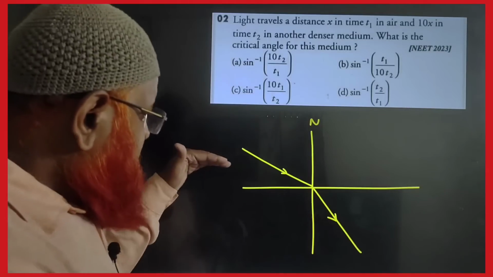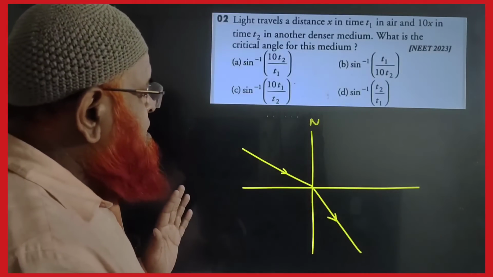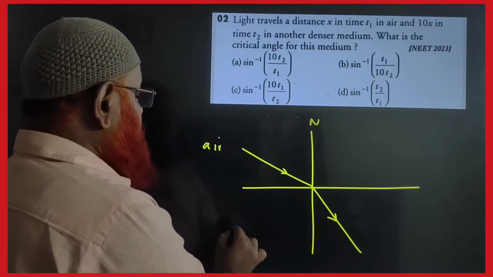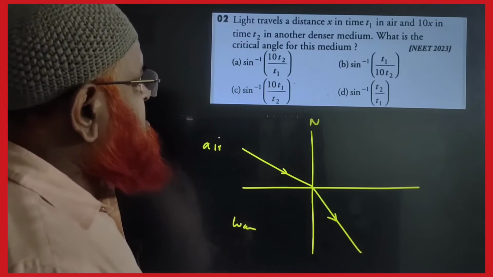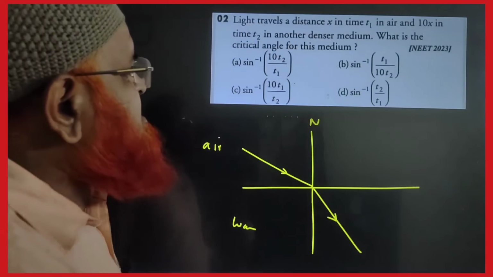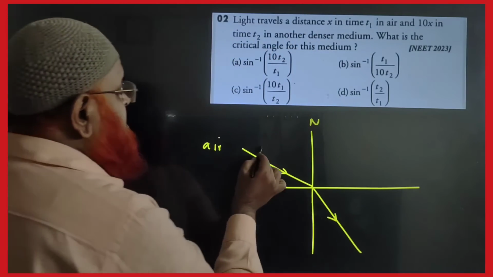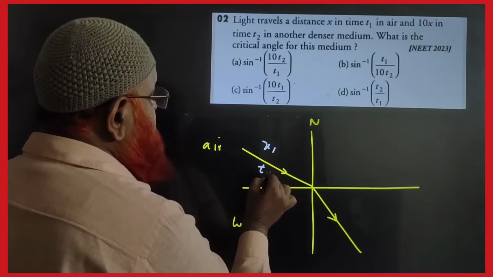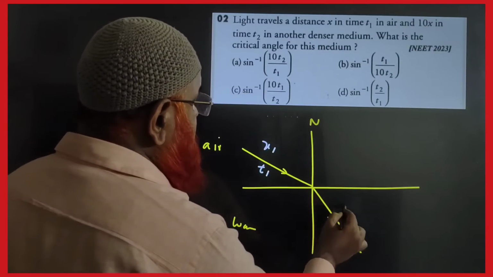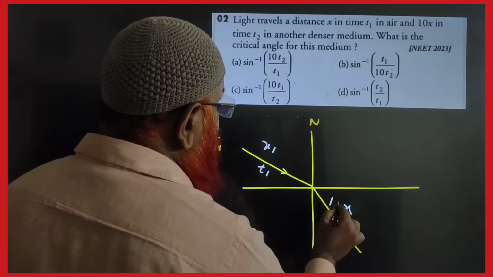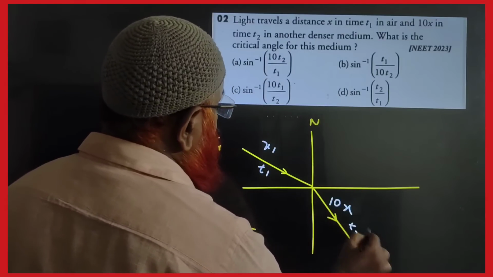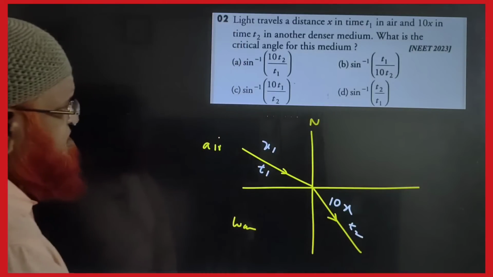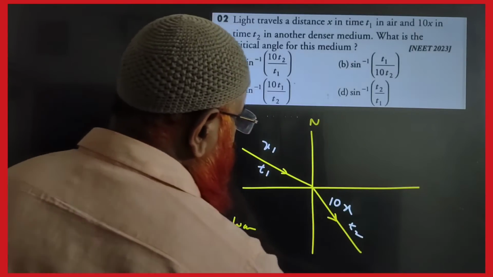Now let's see. Let us consider this is air and this is water, some other medium like this. A light travels distance x1 in time t1 in air. In water, how much distance is it traveling? 10x, and time is t2. In another medium, what is the critical angle for this medium?